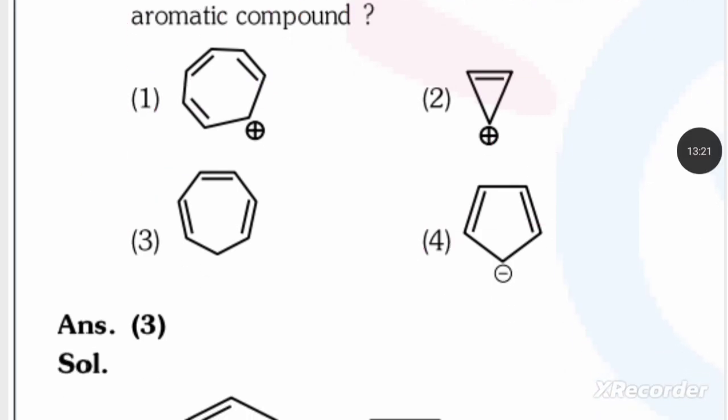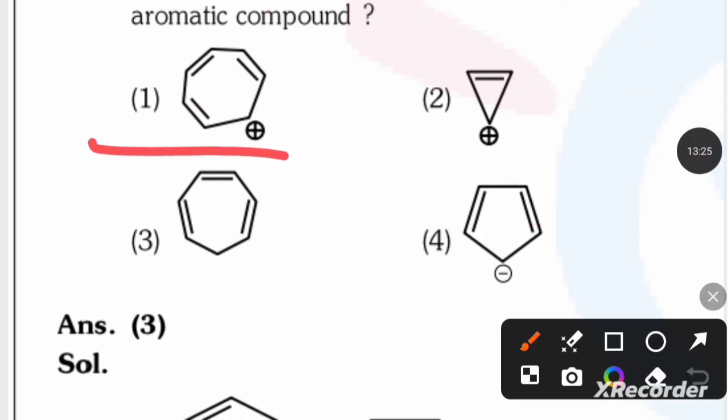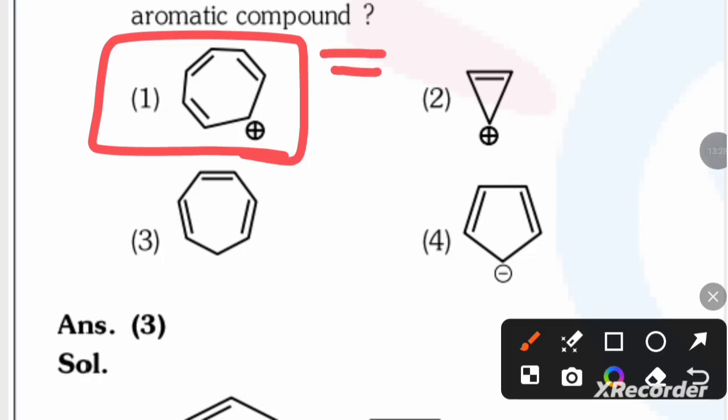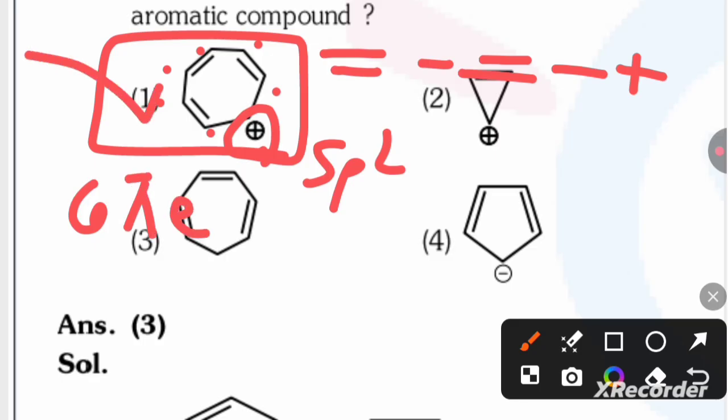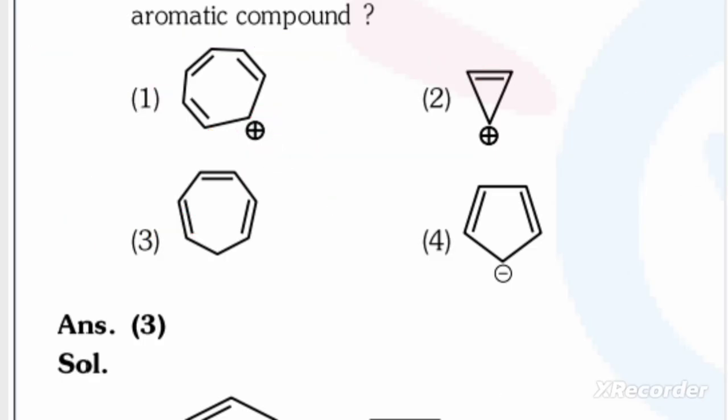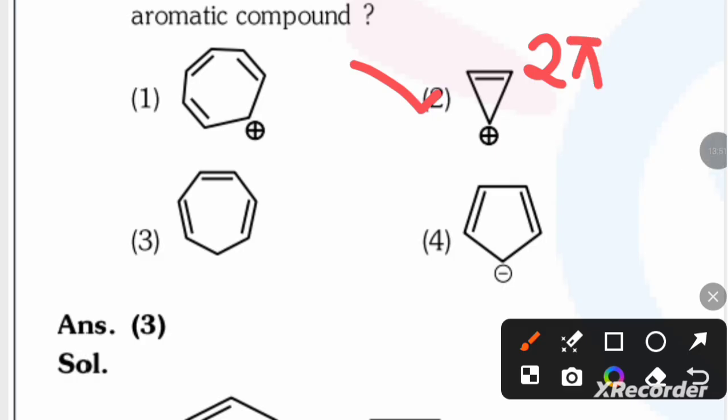In the first case, you can find alternate double bond, single bond, double bond, single bond, carbocation. Positive charge means carbocation, also sp2 hybridized. All the carbon atoms are sp2 hybridized and planar, and they follow Huckel's rule because they have 6 pi electrons. So this is aromatic. The first one is aromatic. Let us go to the second one. In the second option you can find 2 pi electrons, a double bond means sp2 hybridized, and the carbocation is also sp2 hybridized, so this is also aromatic.